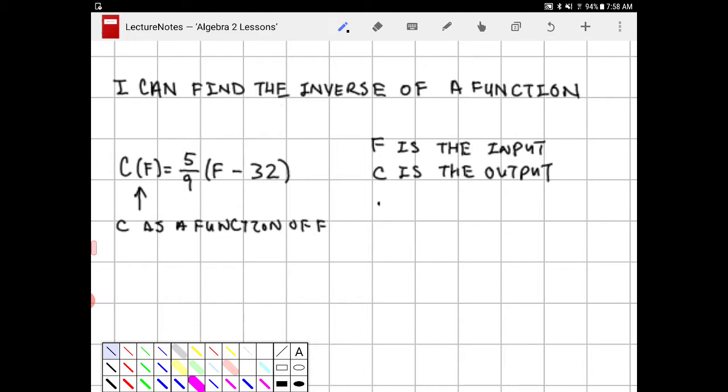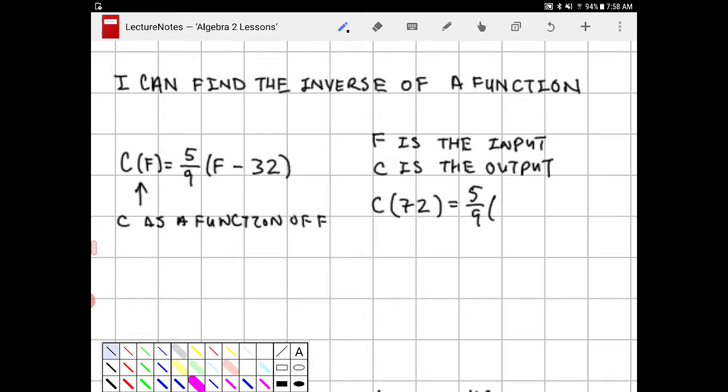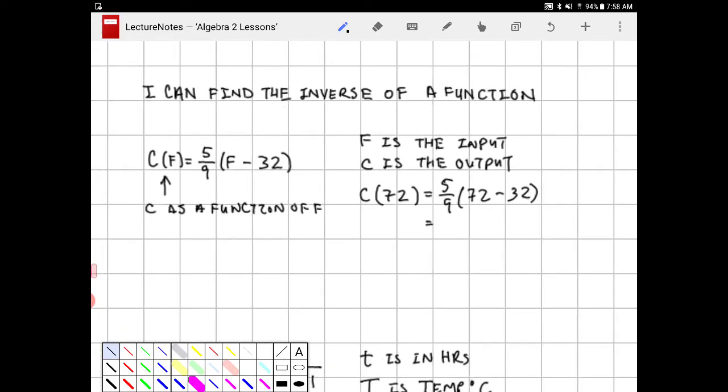So for instance, if I wanted to figure out what the temperature is in Celsius for 72 degrees Fahrenheit, this is not saying 72 times C. This is saying wherever you see F in the equation C of F, you're going to replace it with 72. So you're going to get 5/9 times 72 minus 32, which is 5/9 times 40, or 200 over 9, or approximately 22.2 degrees Celsius.